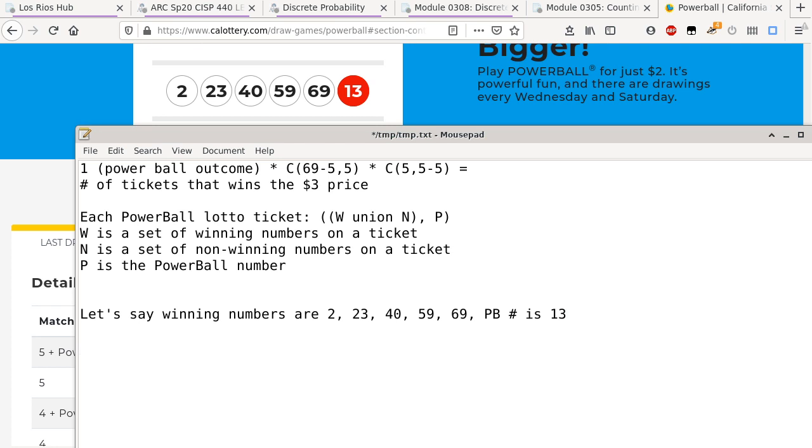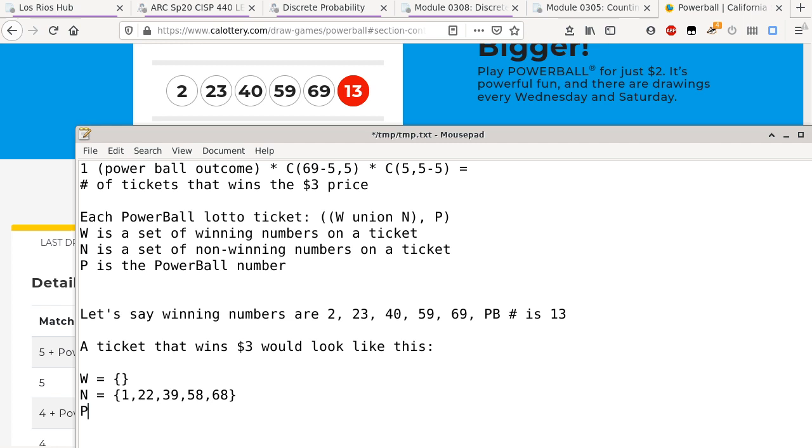Okay, so give me a ticket, a ticket that wins $3 would look like this. So what is that going to look like? If I want a single ticket, can someone give me an example of a single ticket that will only win me $3? 1, 22, 39, 58, 68, and 13. Yep, exactly. Let me do that one more time. The W set is going to be an empty set because we don't want any winning numbers in W, right? So once again, can you repeat what you have chosen for the non-winning numbers? 1, 22, 39, 58, 68, and then the Powerball is going to be 13. Okay, and the Powerball number is 13.